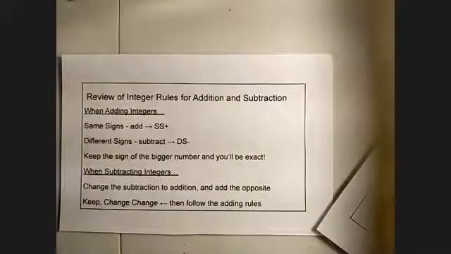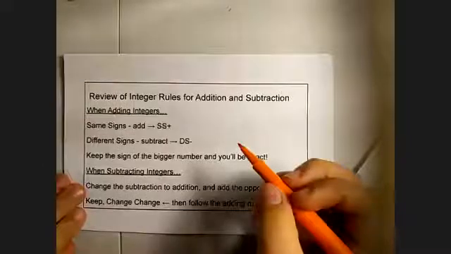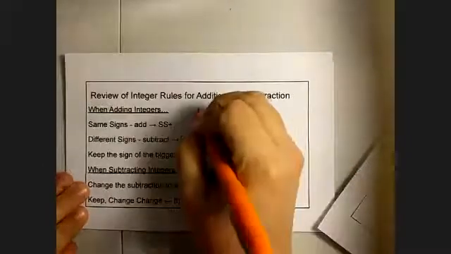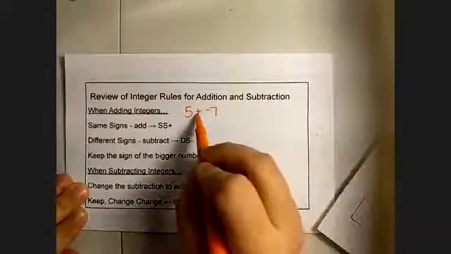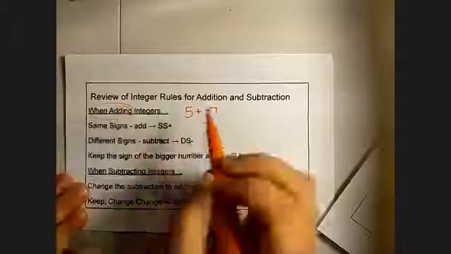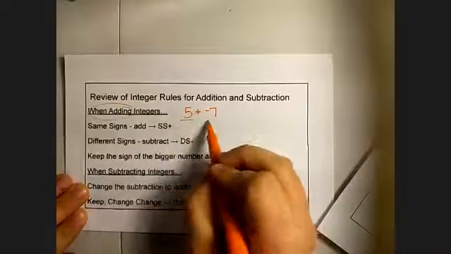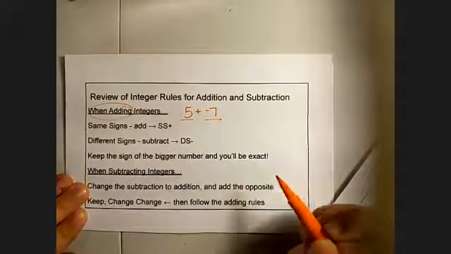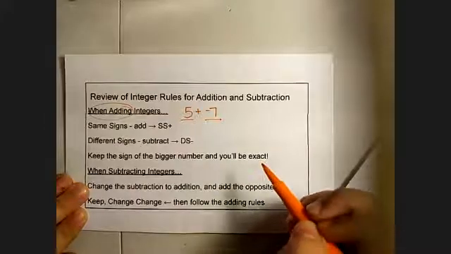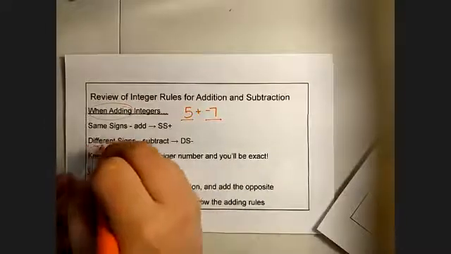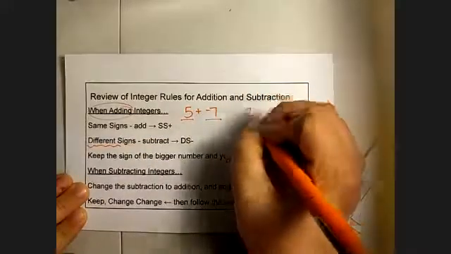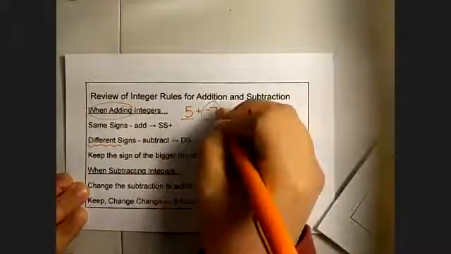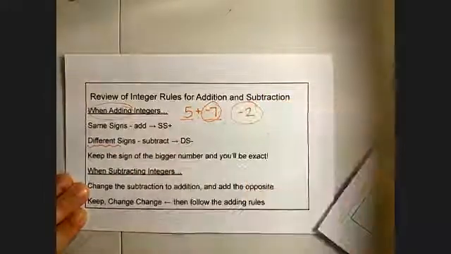Just as a quick review, for when we are dealing with integers, we've worked on this all year. When you're adding integers, there's a plus sign in between, like 5 plus -7. There's a plus sign, so we can follow the adding rules. Do they have the same sign? That's a +5 and that's a -7, so they do not have the same sign. If it's different signs, it says to subtract. 7 minus 5 is 2. Keep the sign of the bigger number. The 7 is bigger, so my answer here would be -2.